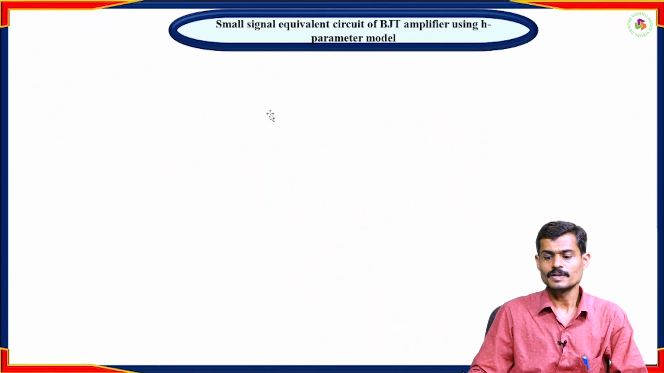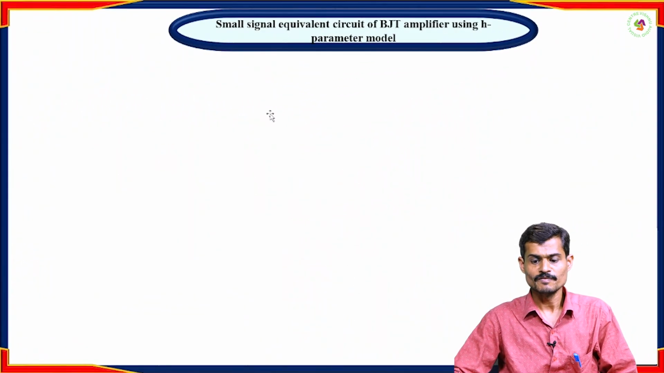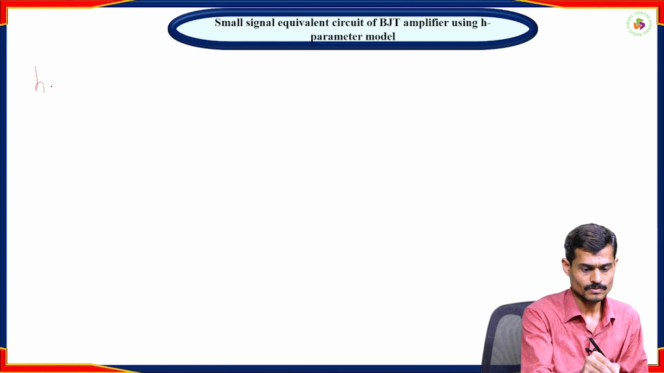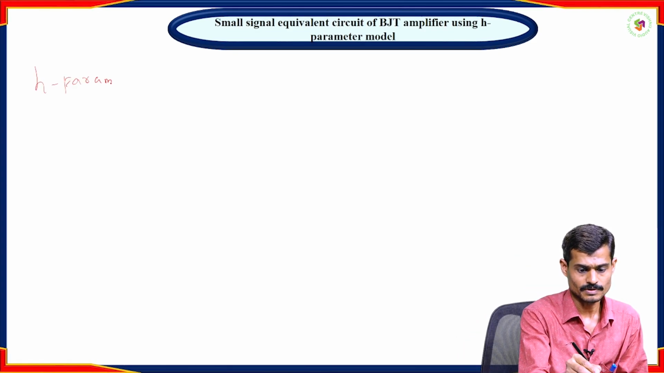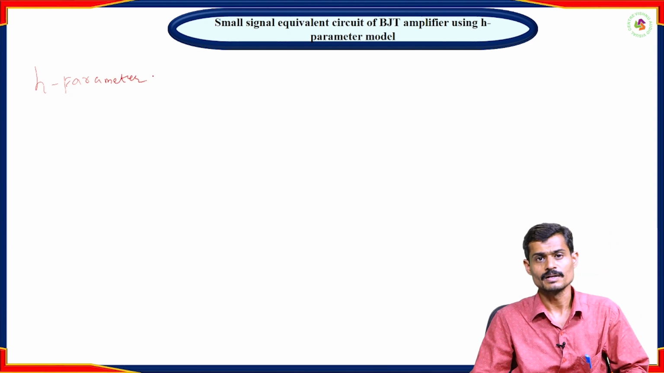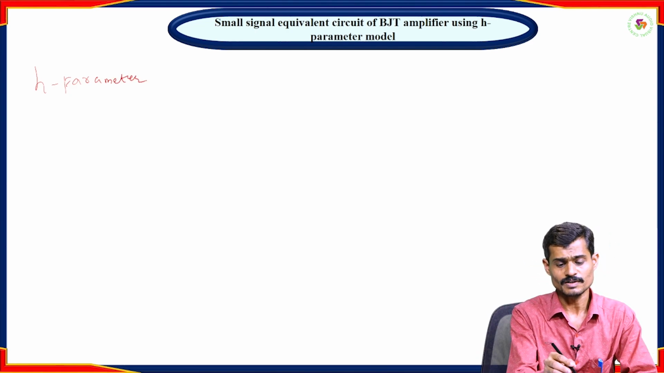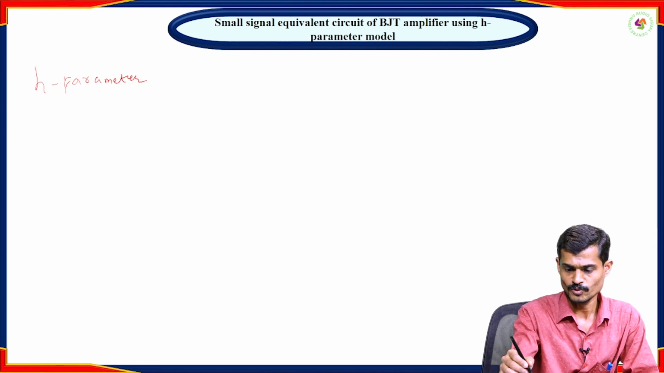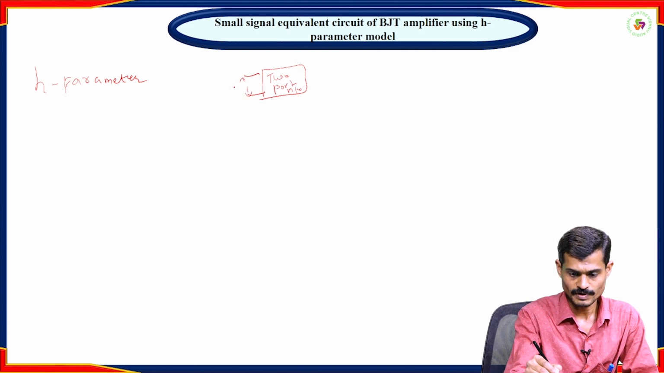In this small signal equivalent circuit model of BJT amplifier using H parameter model, we have seen the word H parameter. So first let me discuss what is the H parameter model. This H parameter model is for a two-port network. In this two-port network, you have some voltage V1 as input, some current I1 is flowing. Due to that, if the output is V2, some current is flowing, that is I2.